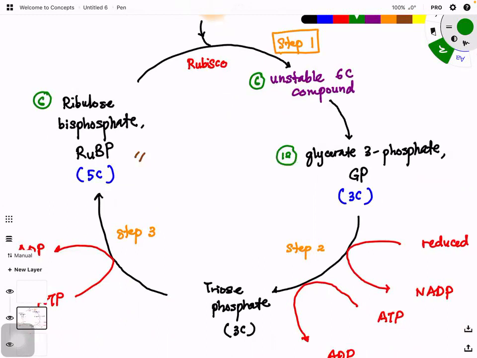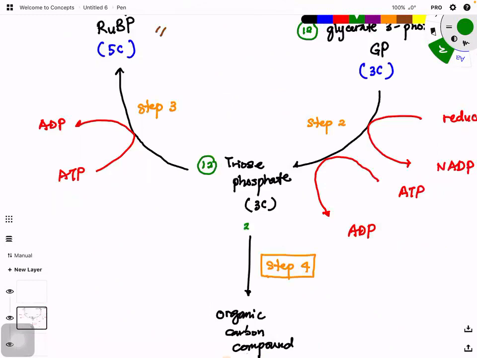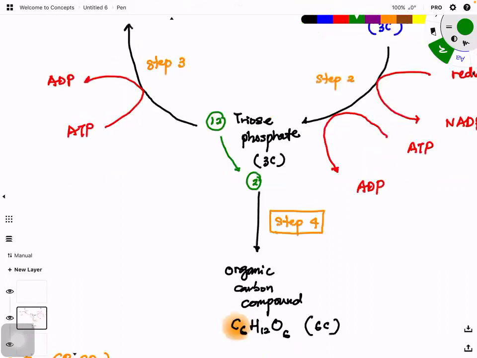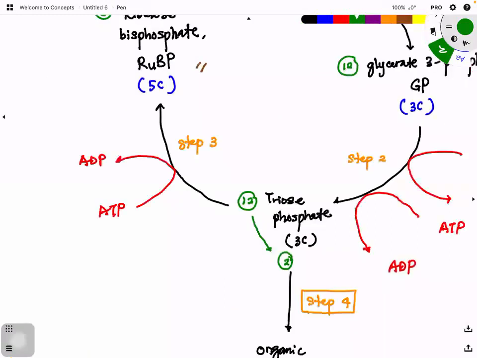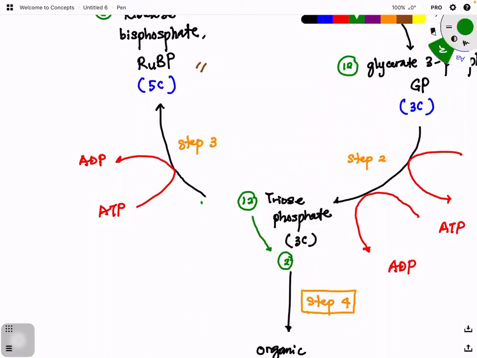In the reduction phase, you have 12. Okay, now look at this. Out of this 12, 2 molecules will be used to form organic carbon compound. Are you clear? And then the remaining 10 molecules will be used to regenerate back RuBP.